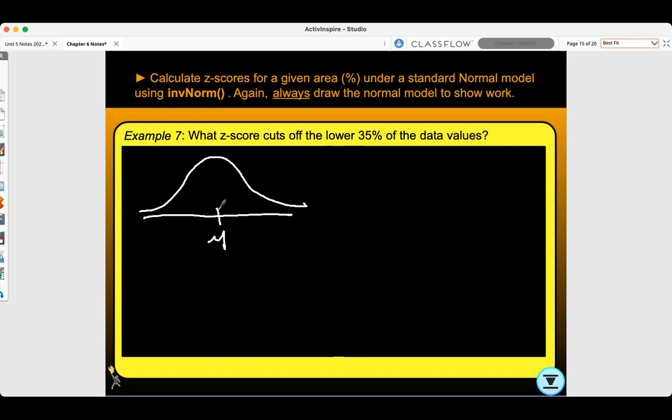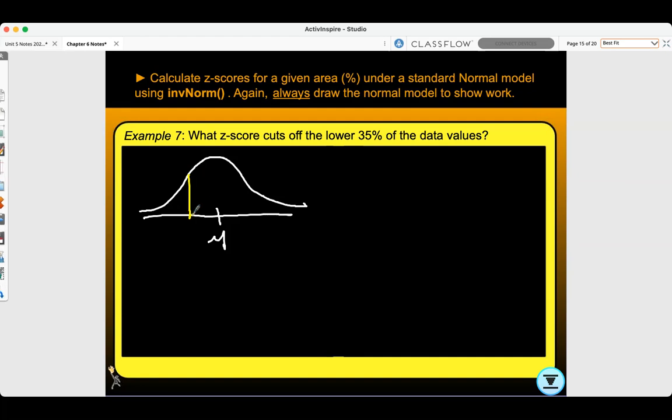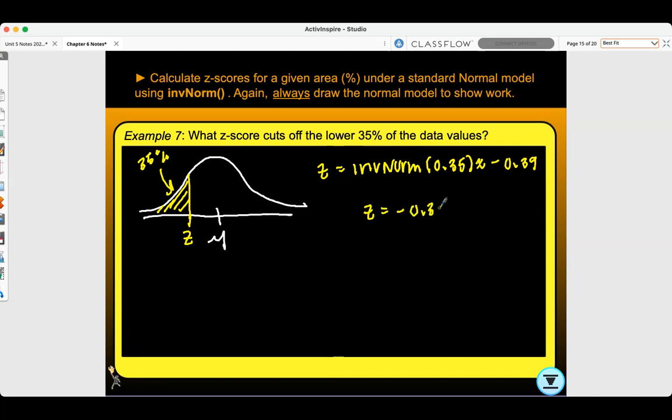So here I have mu, and it's the lower 35%. So I would go ahead and draw a picture. And what we're saying is this area in here is 35%. And we need to find this z. So our z would equal inverse norm of 0.35. And you would get about negative 0.39. So z equals negative 0.39.